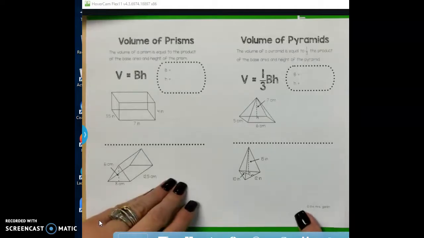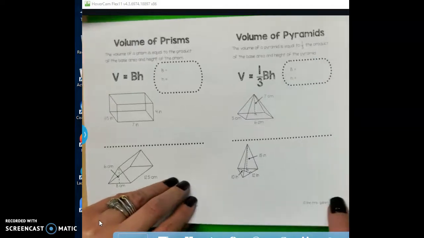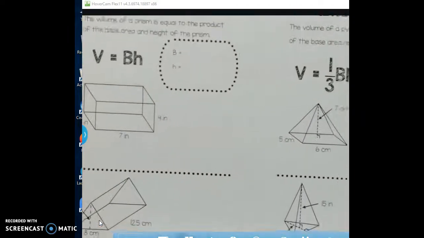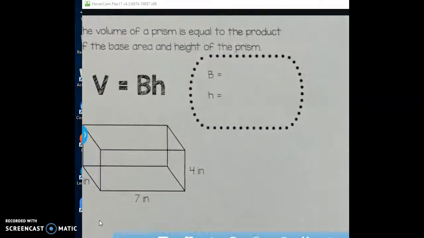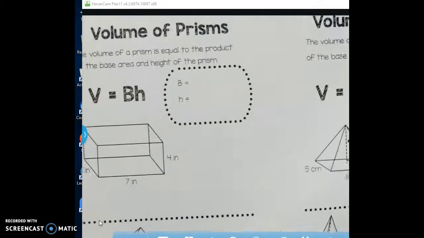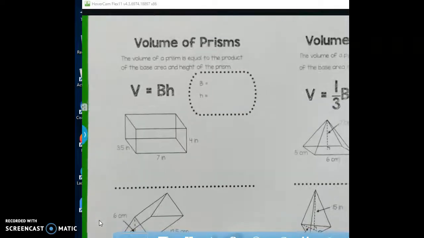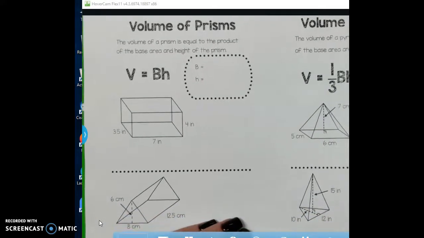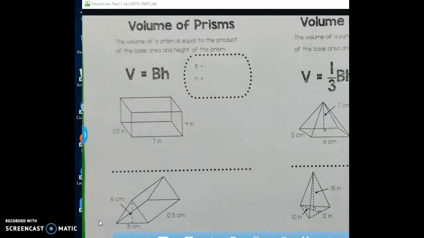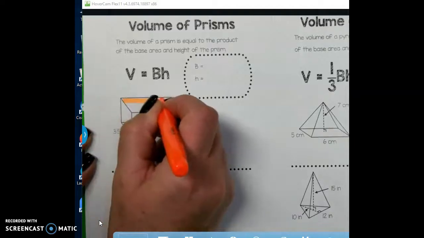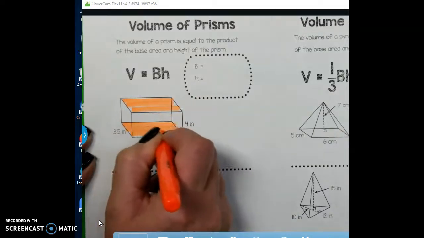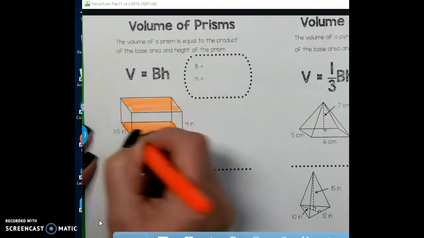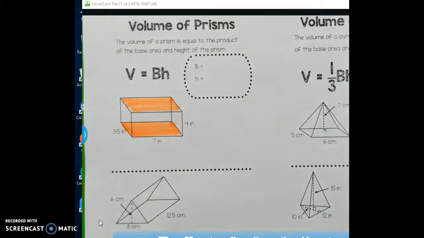This is the note that we're using, and I'm going to go ahead and zoom in. Okay, so we're going to start with volume of prisms. And as always, I want to make sure that you are really sticking to all of the good skills we have been practicing. We're going to highlight the bases, and we're going to identify the height.